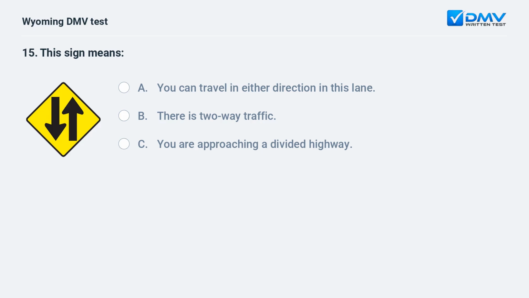This sign means A. You can travel in either direction in this lane. B. There is two-way traffic. C. You are approaching a divided highway.